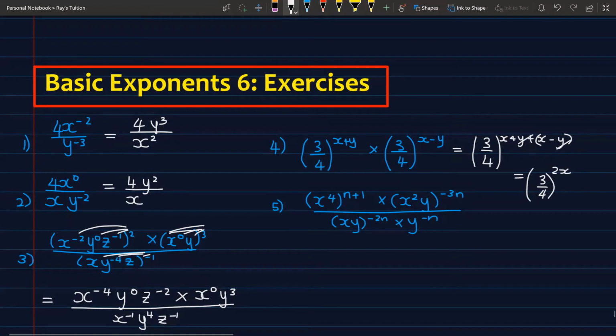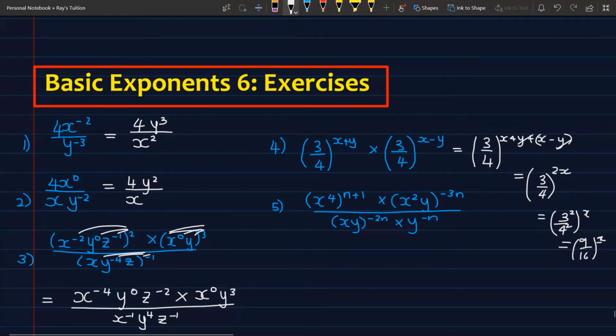If you would like, you could take the 2 in. So this here is 3 over 4, 3 squared over 4 squared to the power of x, which is 9 over 16 to the power of x. This is if you wanted to simplify it by raising to the 2 and then leaving the x, but that's up to you.